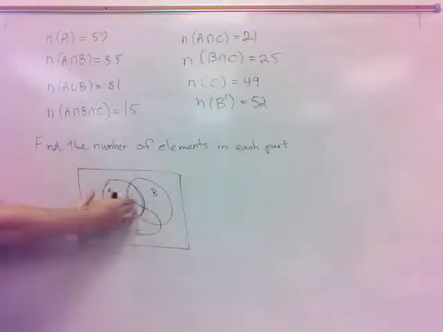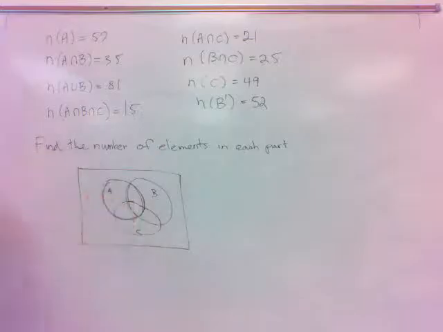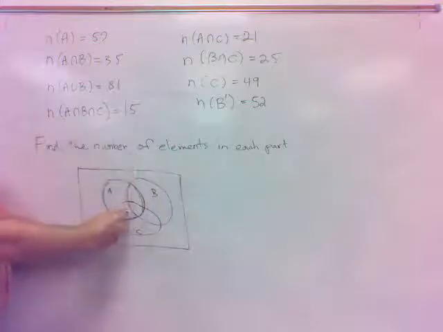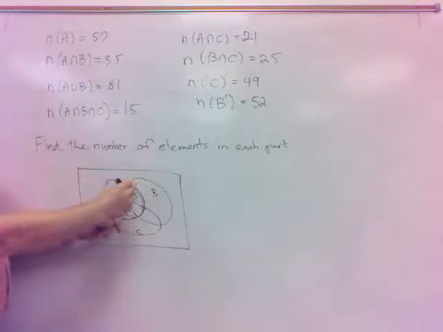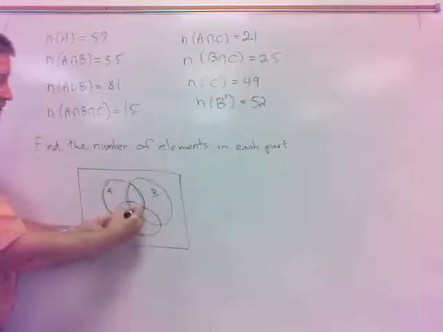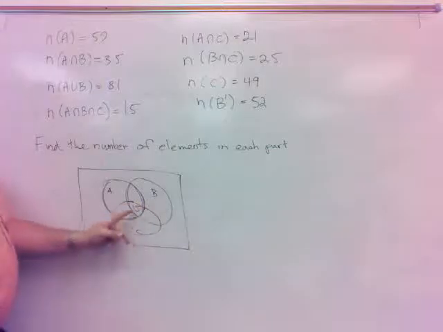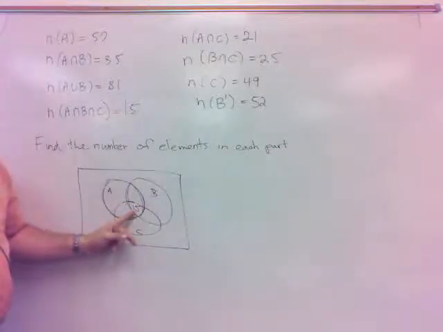So it's 35, but how are you going to divvy it up? You've got to go elsewhere. Where would I probably start? How about right here? The number in A intersection B intersection C is 15. That's the overlap of all 3 circles, right in the middle. That's where all 3 are overlapping, so I know that one's locked in to be 15. With me, okay?